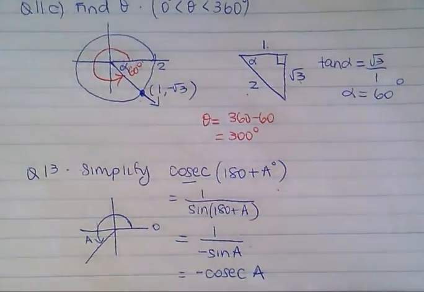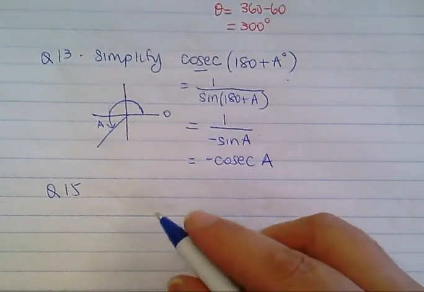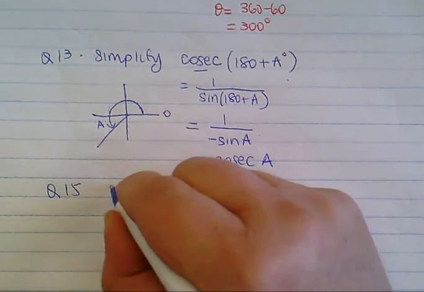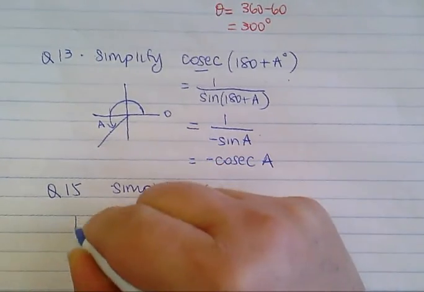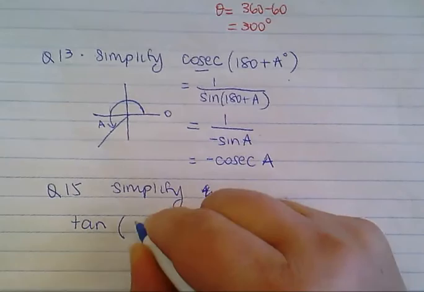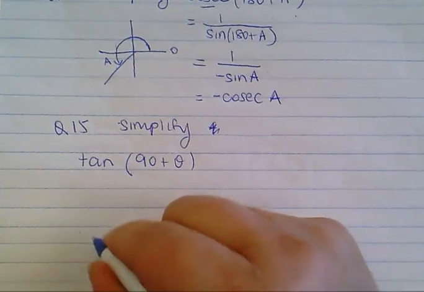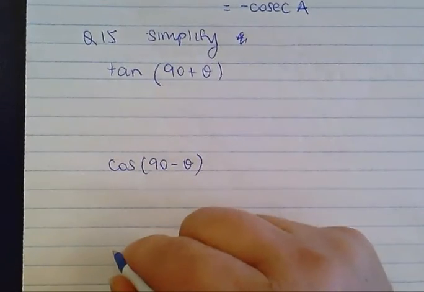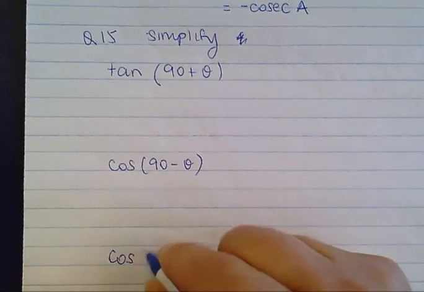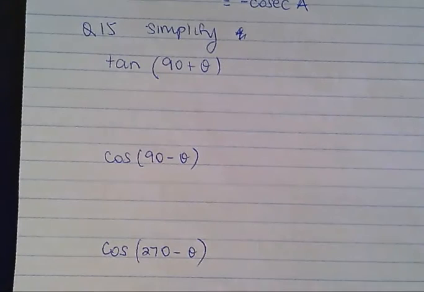Now, question 15, these are the ones I really want to do. I'm going to do slightly different ones to what I've given you. I want you to simplify the following. Tan of 90 plus theta, and I want to look at the cos of 90 minus theta, and then I'm going to look at the cos of 270 minus theta, and I'm still going to do some more apart from that.